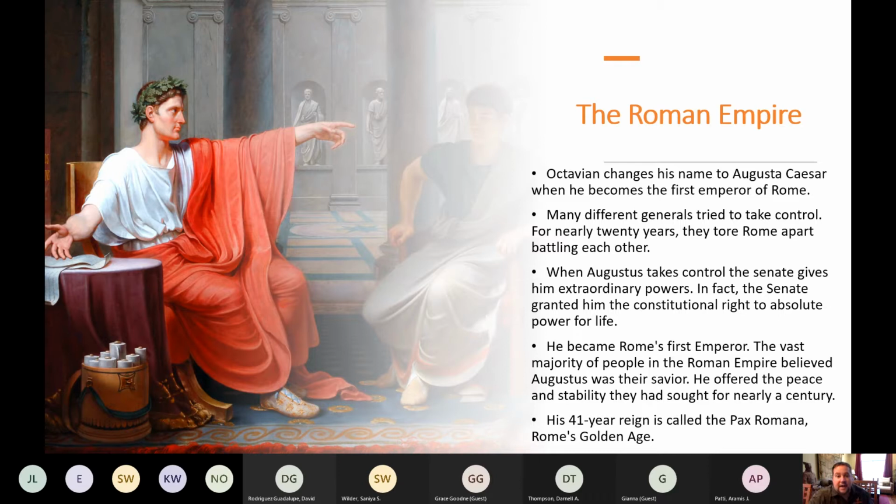But Octavian really remains in power the whole time. And the Senate actually ends up giving Octavian extraordinary powers. In fact, the Senate grants him constitutional right of absolute power for his entire life. Okay, so they actually appoint him a dictator. And he becomes Rome's first emperor. The vast majority of people in Rome believed that Augustus was their savior and that he offered peace and stability, and that he fought for the good of the country. His 41-year reign is known as the Pax Romana, which means Rome's golden age, their golden period.